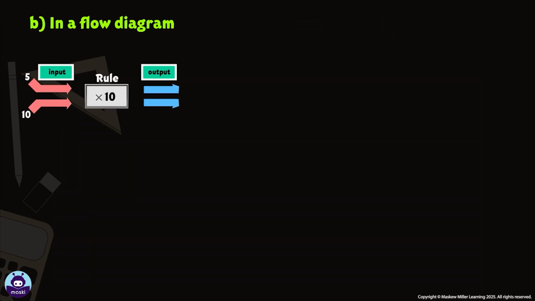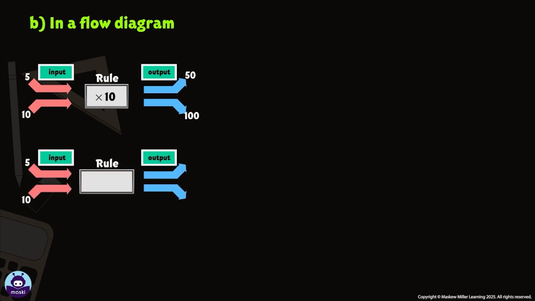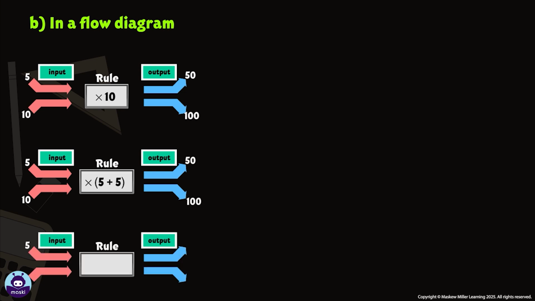B. In a flow diagram. Inputs are 5 and 10. Outputs are 50 and 100. Multiply an input number by (5 + 5) to get an output number. Multiply an input number by (6 + 4) to get an output number.